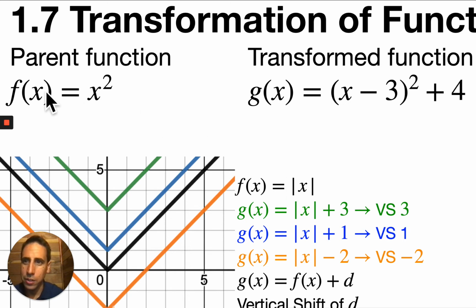If the parent function is f of x is equal to x squared, then the child, or the transform function, could look something like this. And we're going to use two different letters. F is going to be the parent function, g is going to be the transform function. And then, for example, the rule could be: take the input, subtract 3 first, and then square it, and then add 4. So that means the minus 3 is inside the function here, and the plus 4 is outside the function. You might have some predictions for where the vertex might be as well.